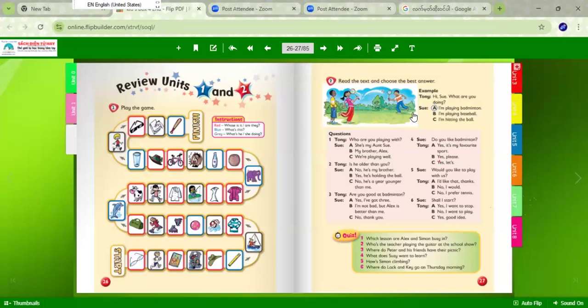What about number 2? Tony, is he older than you? Is he older than you? So what about the answer for this? A, no, he's my brother. B, yes, he is holding the ball. C, no, he is a year younger than me. So what will be your answer for is he older than you? A, B, C? It's A? Really? No, yes. Teacher, what do you think?